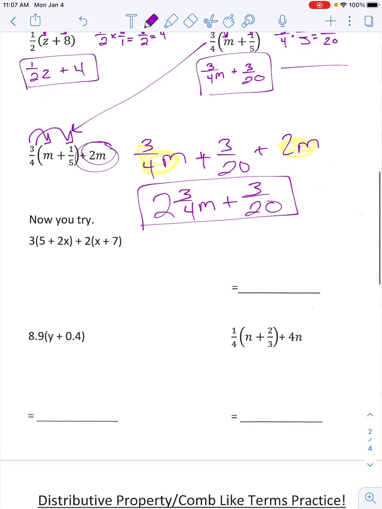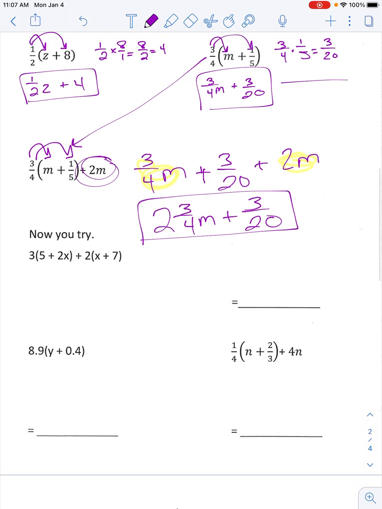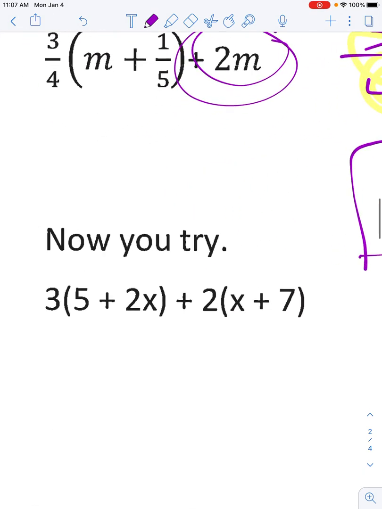Okay. Now what I would like for you to do is to pause the video, and there's one of each kind that we just went over to see if you can do them on your own, and then unpause to check your work.